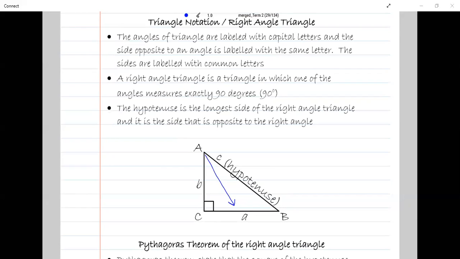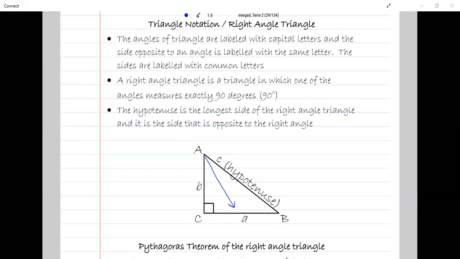The side that is opposite to an angle is the side that is in front of the angle, and it is labeled with the same letter, but the letter is common. Ladies and gentlemen, this is the side in front of angle B. The side in front of angle B is the side that is opposite to the angle B, and it is labeled with the same letter, but the letter is common.